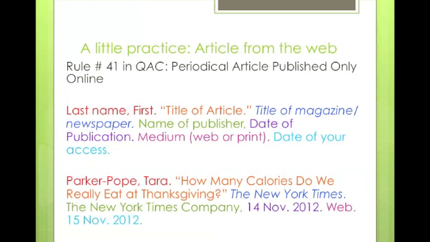Now, what you see here is the rule, and underneath it you see the bits and pieces I pulled from the website to construct this complete citation. So in red I have the author's name. In orange I have the title of her article in quotations. Then we have the title of the magazine or newspaper, which is the New York Times. I have the name of the publisher, which is the New York Times Company. Date of publication, the medium, found it on the web, and then I have to put the date of my access. I viewed it on November 15th, 2012.